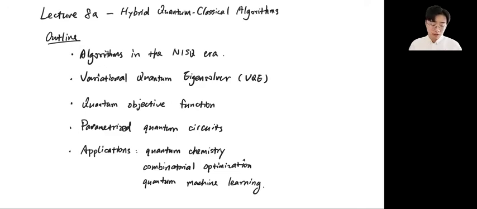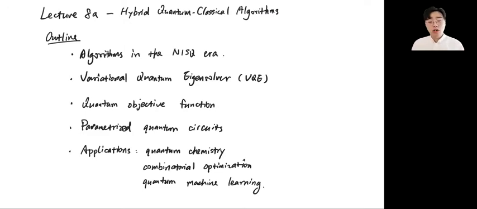So for this lecture, first we're going to motivate why we need to adjust our algorithms for the NISQ era, and then talk about this hybrid quantum classical information processing framework using the example of the variational quantum eigensolver. And then we're going to distill this new framework down to its key components, such as quantum objective function and parameterized quantum circuits.